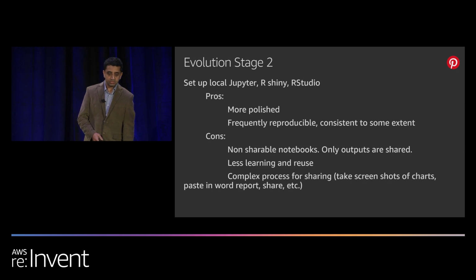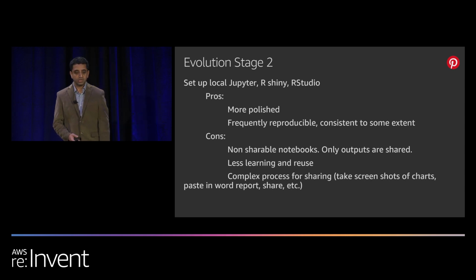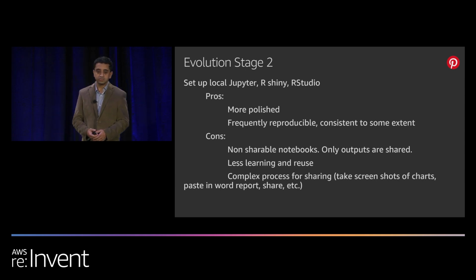In stage 2, you set up a local Jupyter instance, and it is more polished because you have Jupyter. You have a standard way of showing the output, and it is frequently reproducible, hopefully, because you have to install the associated libraries, and it is consistent to some extent. The con side is that it is still not very much shareable. All you get to do is share the output, not really the notebook, because the other person needs to have all the libraries in there.